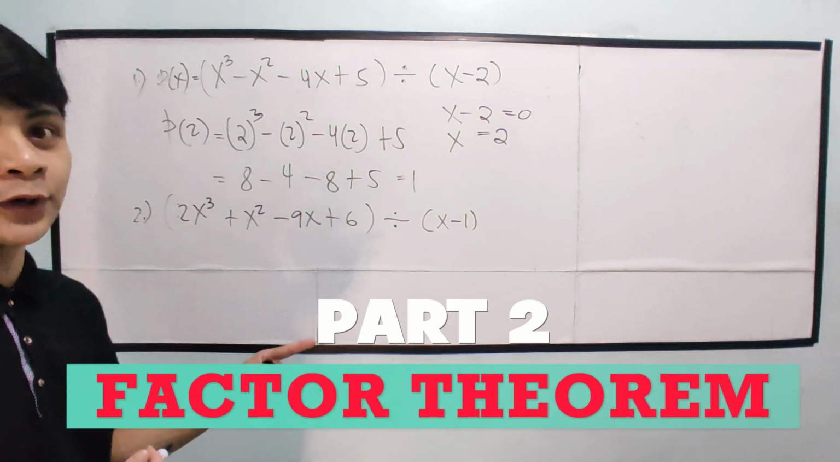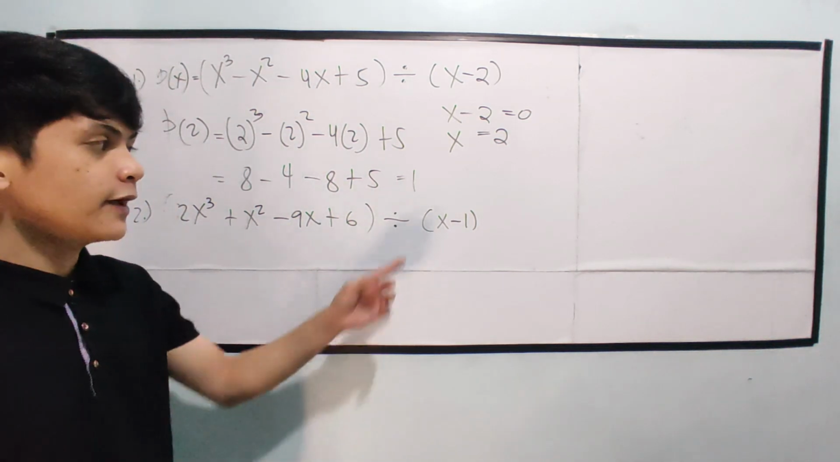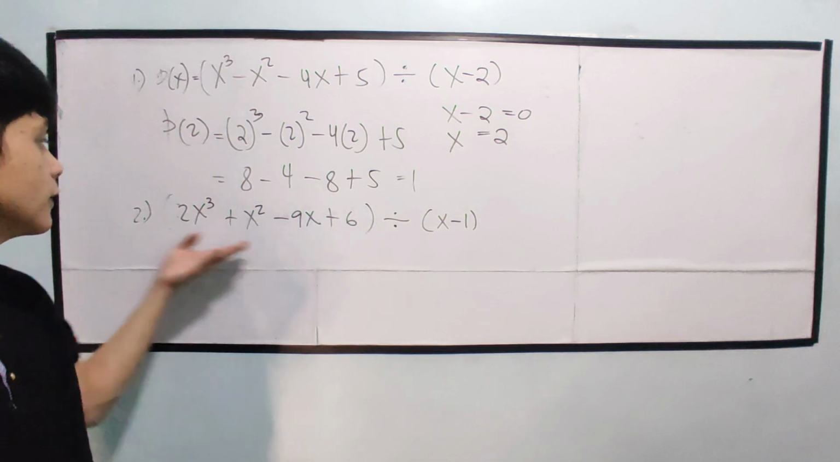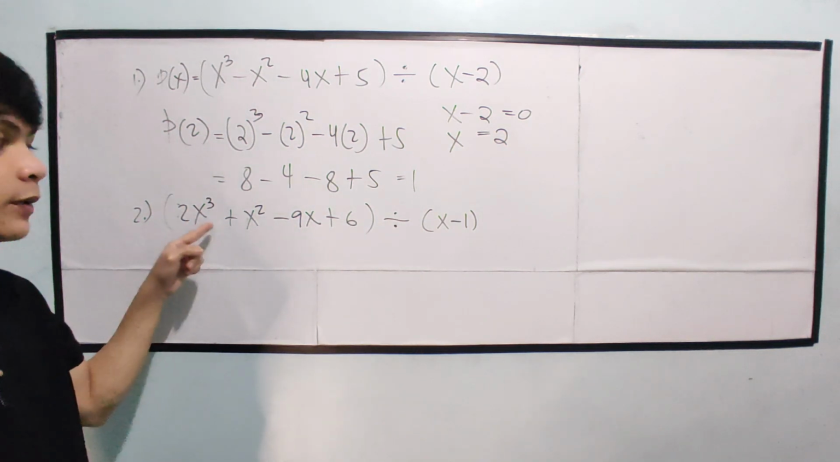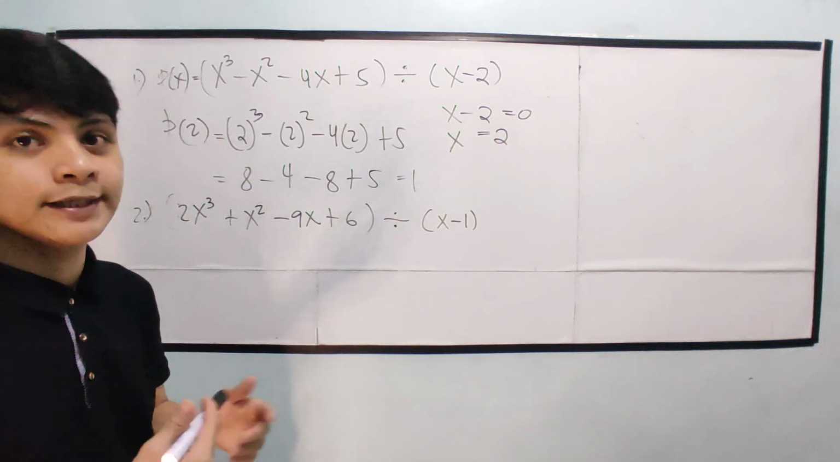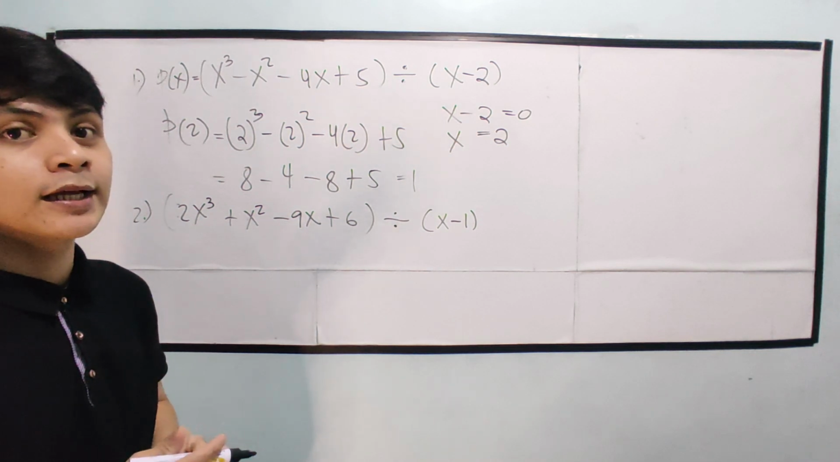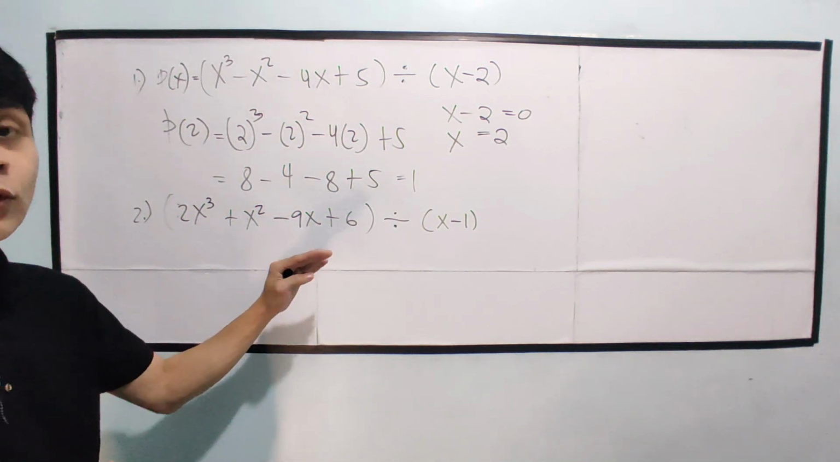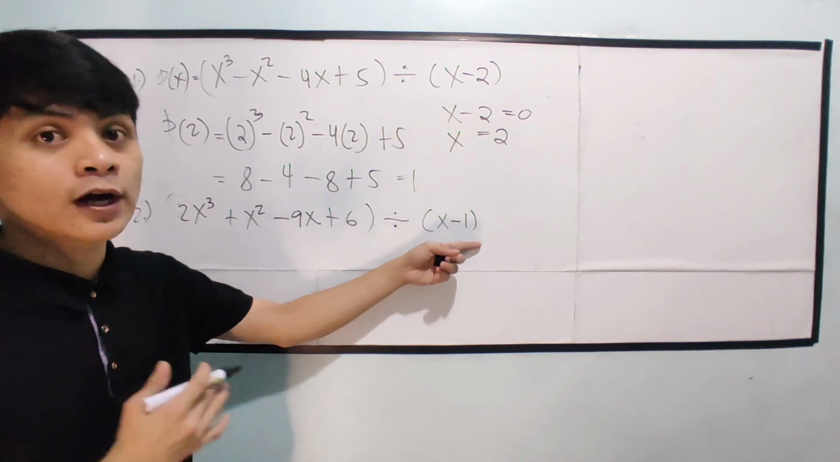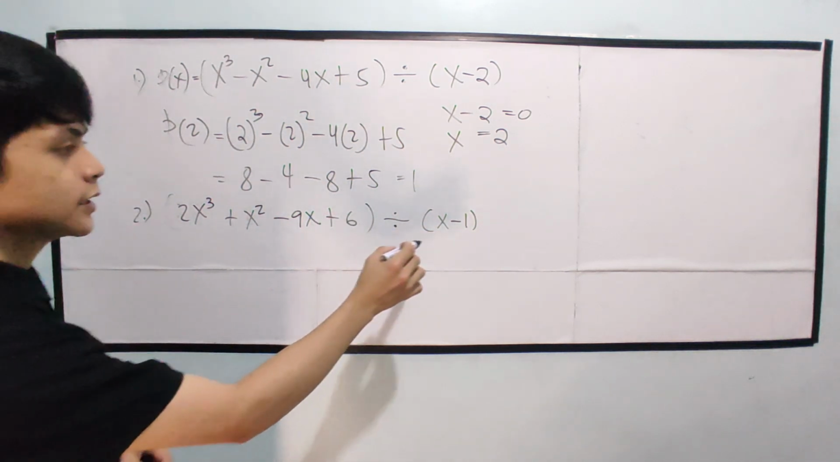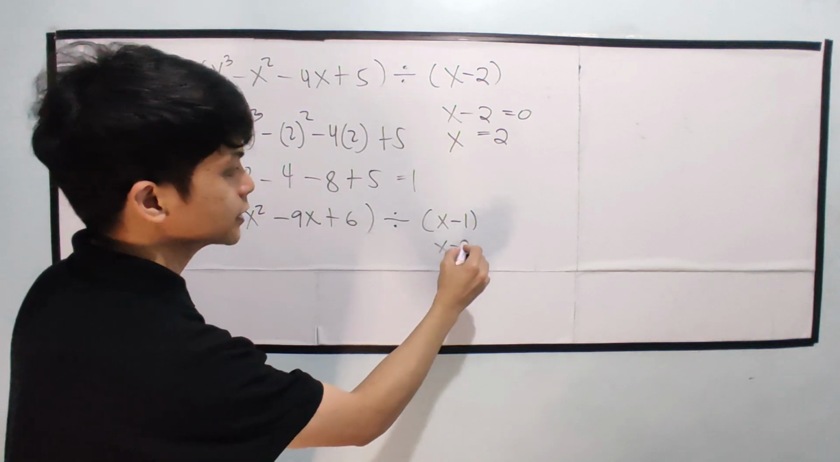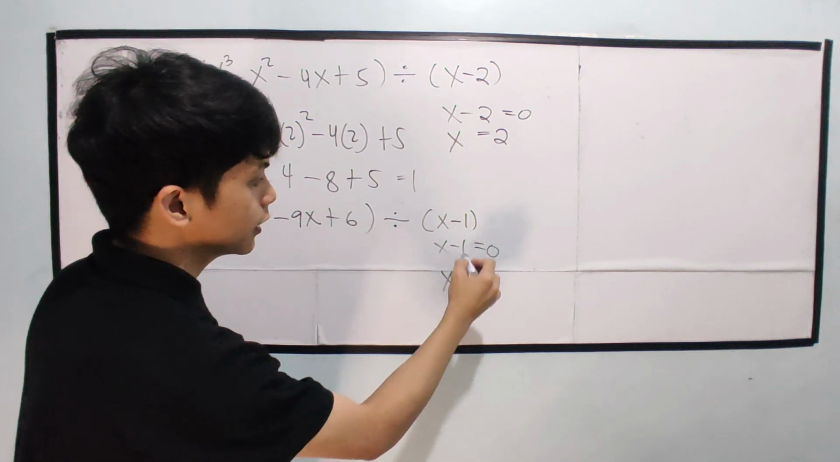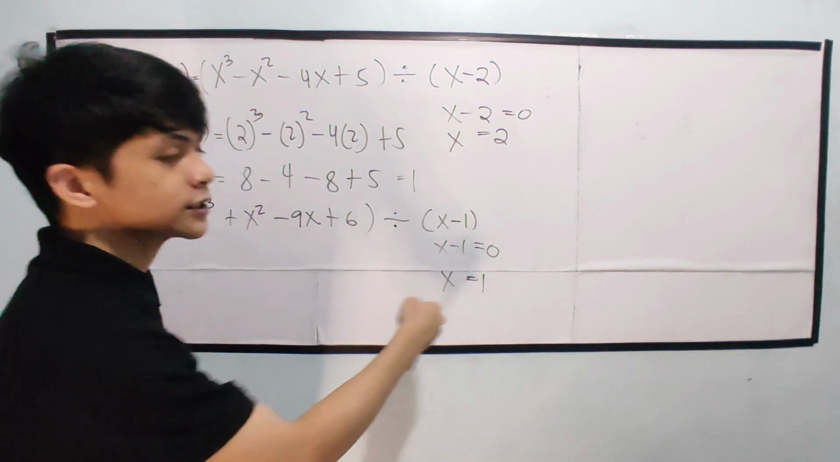So for example number 2, determine if x minus 1 is a factor of 2x cubed plus x squared minus 9x plus 6. So again, gamitin lang natin yung factor theorem. So kunin lang natin yung remainder niya. Kung 0 yung remainder, therefore factor siya. So yung c natin, x minus 1 is equal to 0, then magiging positive 1. So 1 yung c natin.